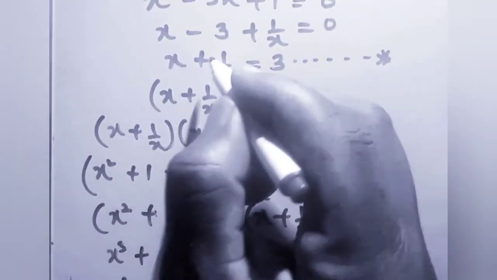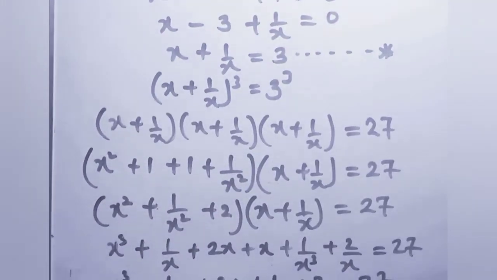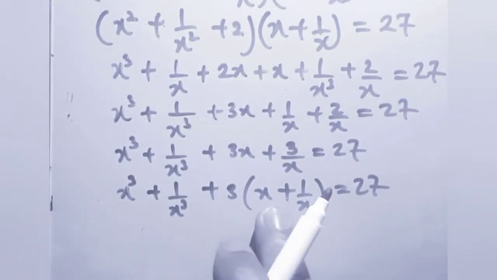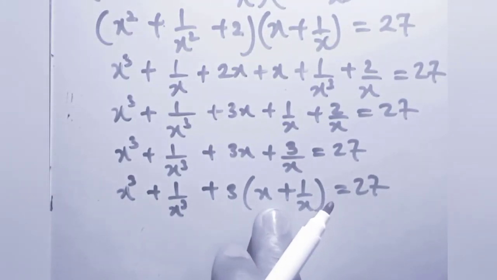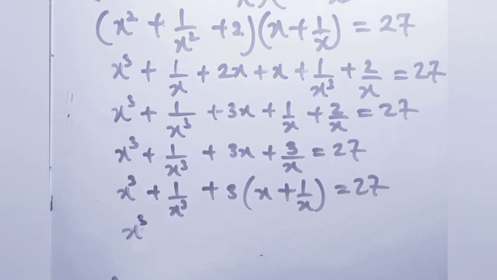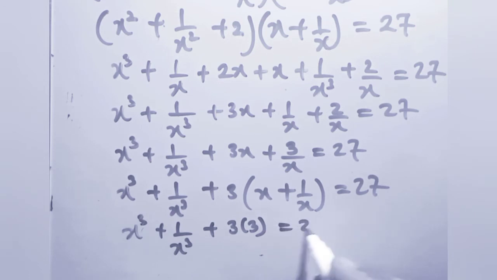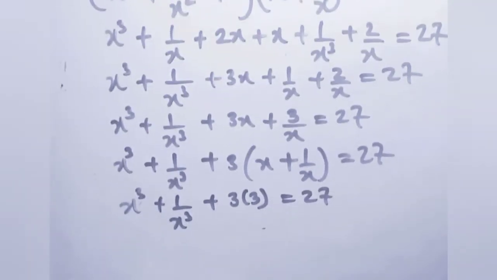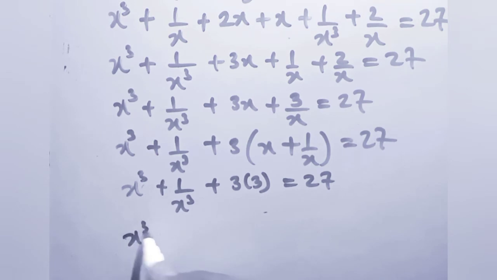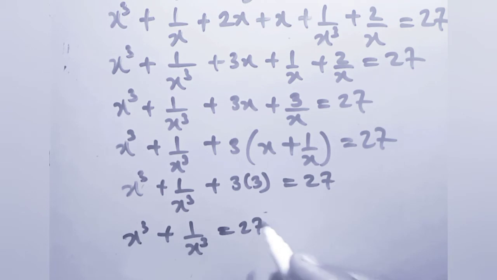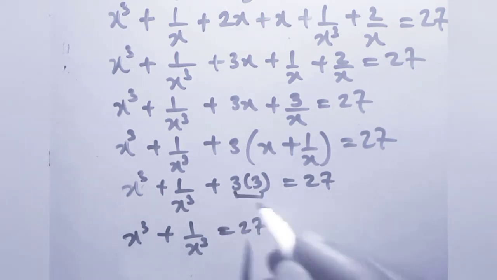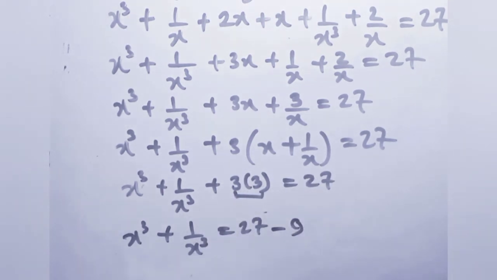Now, from equation star, x plus 1 over x is equal to 3. So I can bring 3 here as a value to replace x plus 1 over x. So x cubed plus 1 over x cubed plus 3 multiplied by 3, since the value here is 3, equals 27. Now, what are we going to do? x raised to power 3 plus 1 over x raised to power 3 plus 9 equals 27. By the time you multiply these two, you get 9. The 9 will be transposed to this side to turn to negative 9.